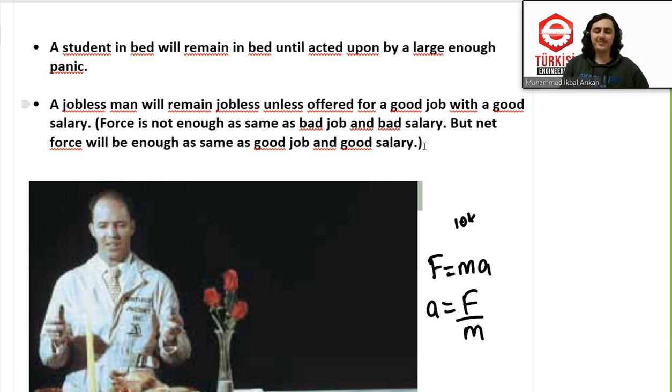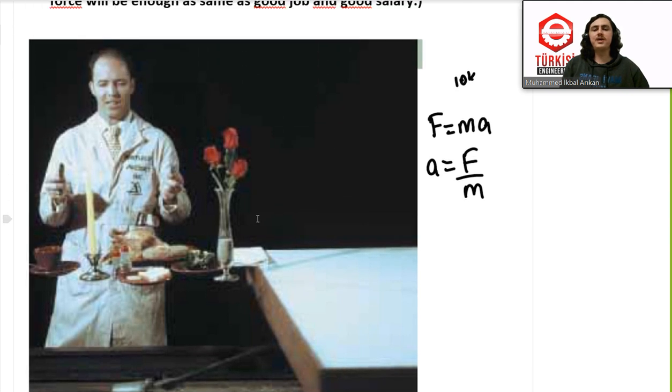So as you see, this is the picture which was taken after pulling this table, which has these objects on it, quickly. So quickly I will remove this table.